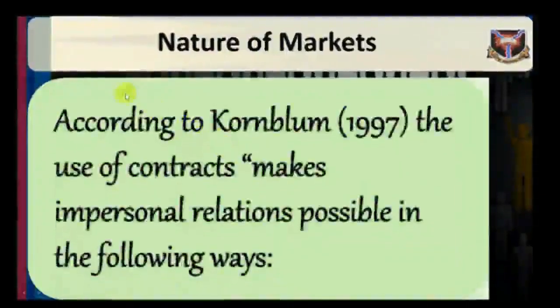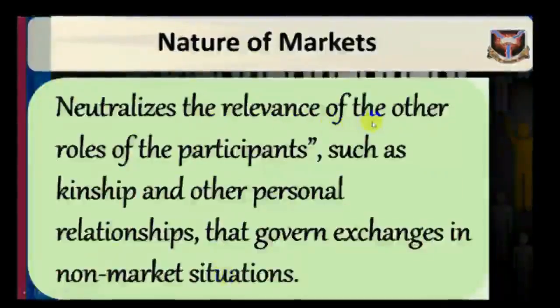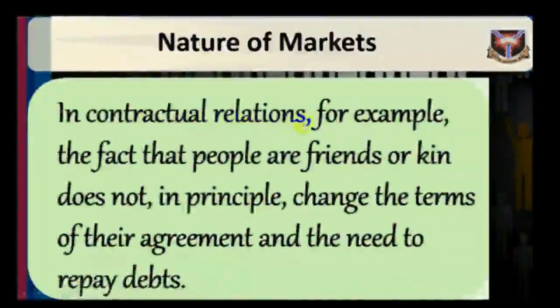4. The use of contracts makes impersonal relations possible. It neutralizes the relevance of the other roles of the participant, such as kinship and other personal relationships that govern exchanges in non-market situations. In contractual relations, for example, the fact that people are friends or kin does not, in principle, change the terms of their agreement and the need to repay debts.